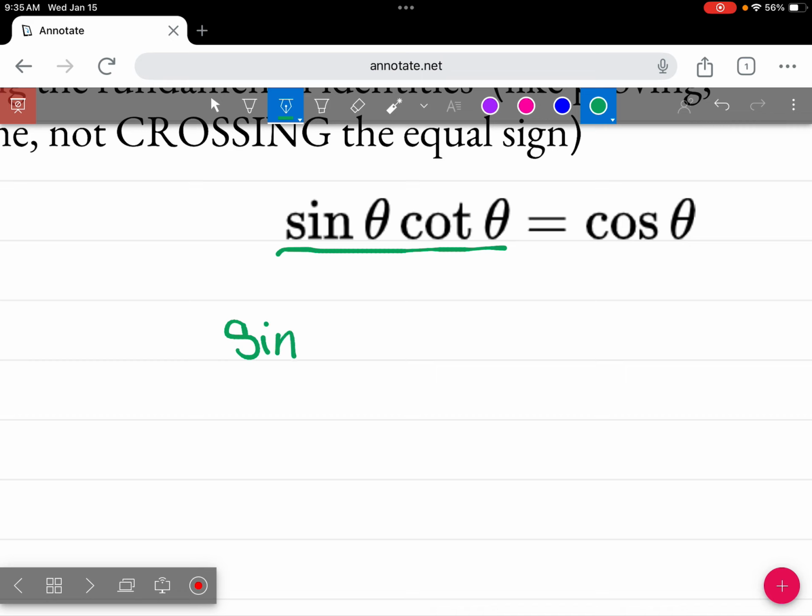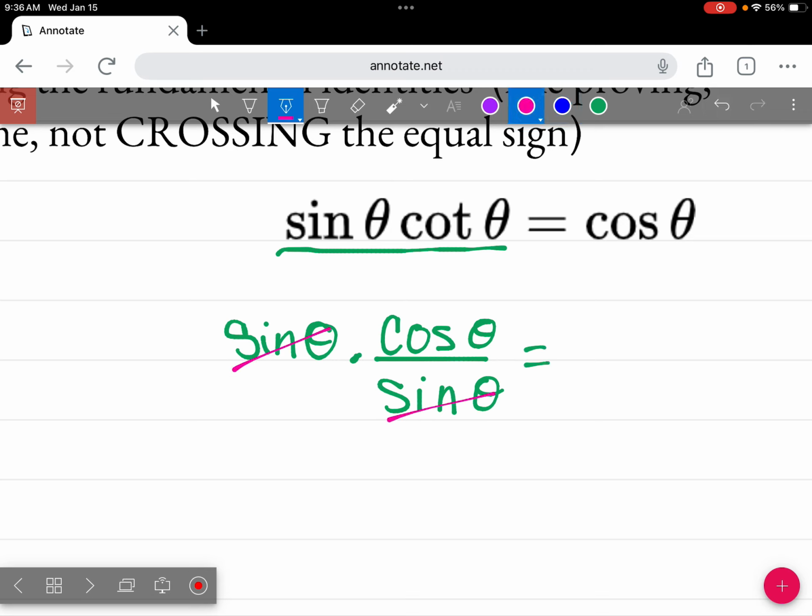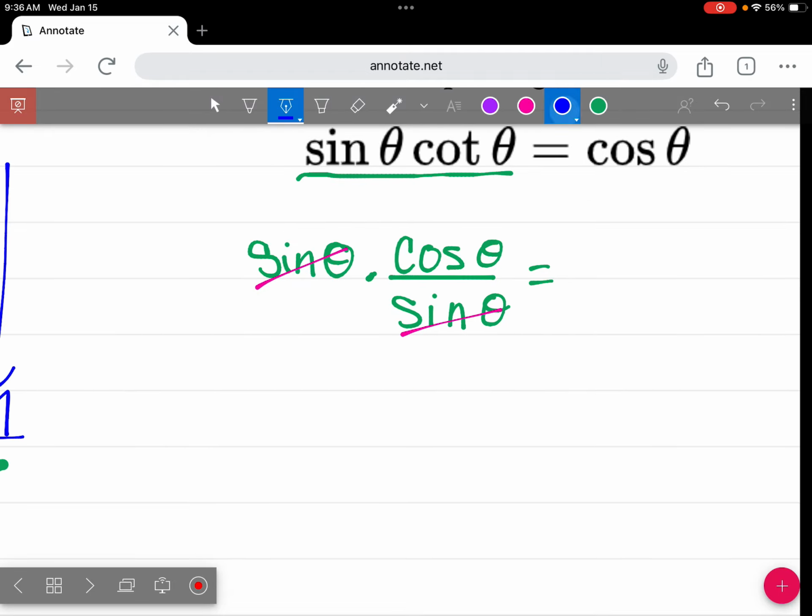So sine of theta times our cotangent, which is again our reciprocal of tangent, which is going to be our cosine of theta over sine of theta. Yeah, our sines cancel out, and we're just left with our cosine. And so we've gotten our left-hand side to match the right-hand side.